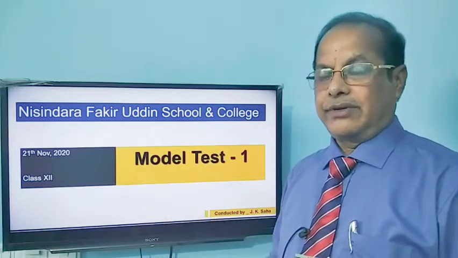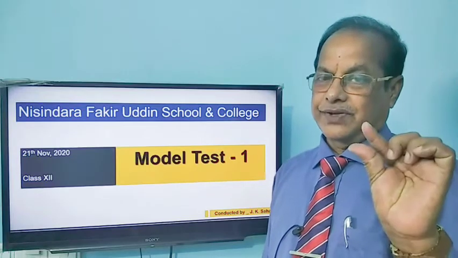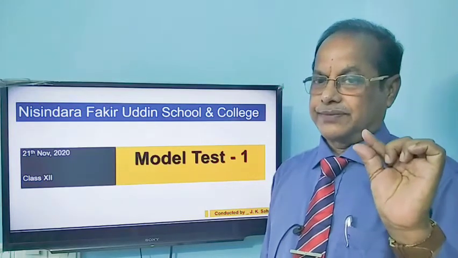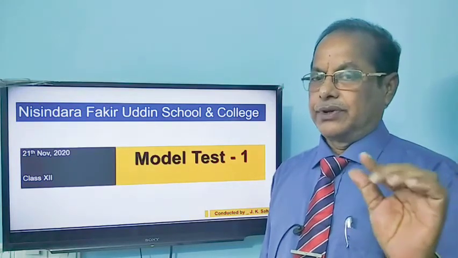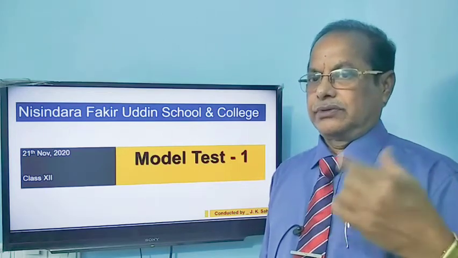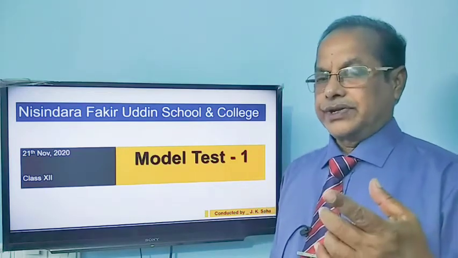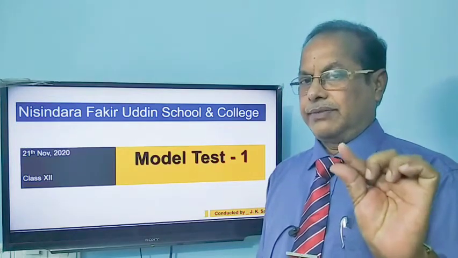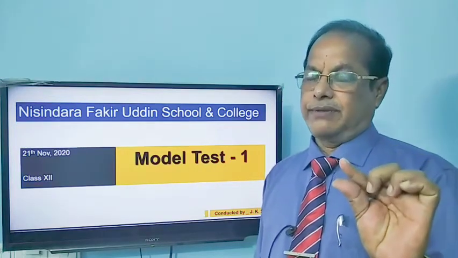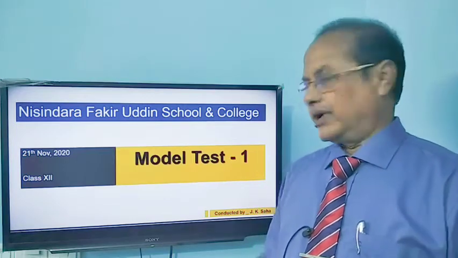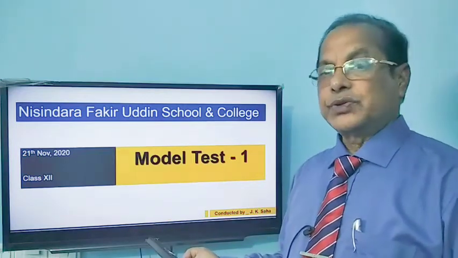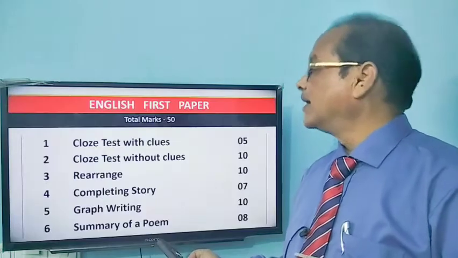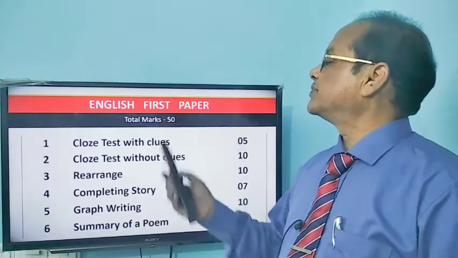And today I will give you the synopsis of the syllabus. That is, first paper and second paper, these two papers go all together, and that's why we have decided the first paper will be 50 and the second paper will be 50, and total marks will be 100. And let us go to the syllabus of our model test 1. English first paper, model test 1.